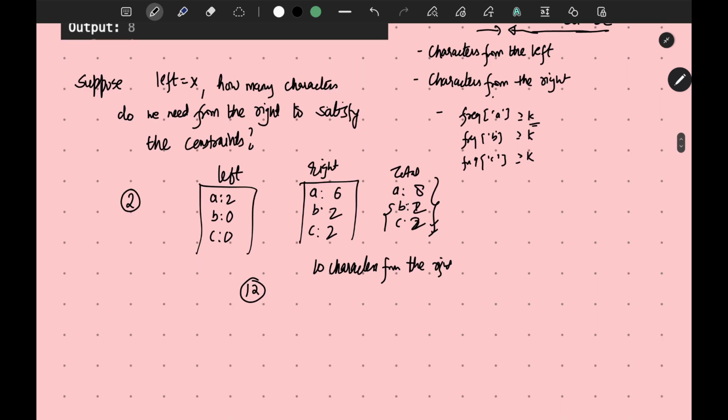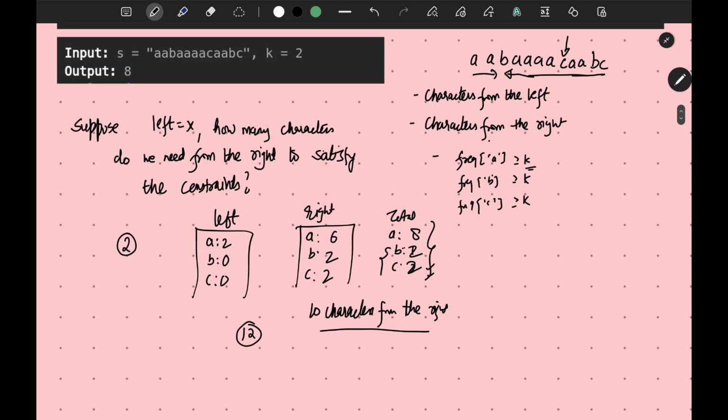Let's see. If we take x characters from the left, then we have to take 10 characters from the right. What if we take x plus 1 characters from the left? Then we would be having A equals 2, B equals 1, and C equals 0.